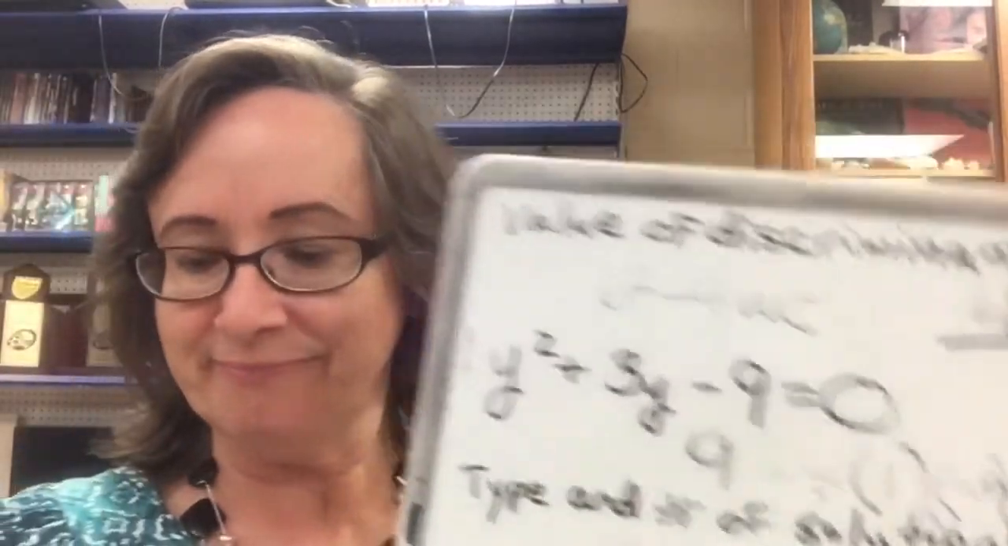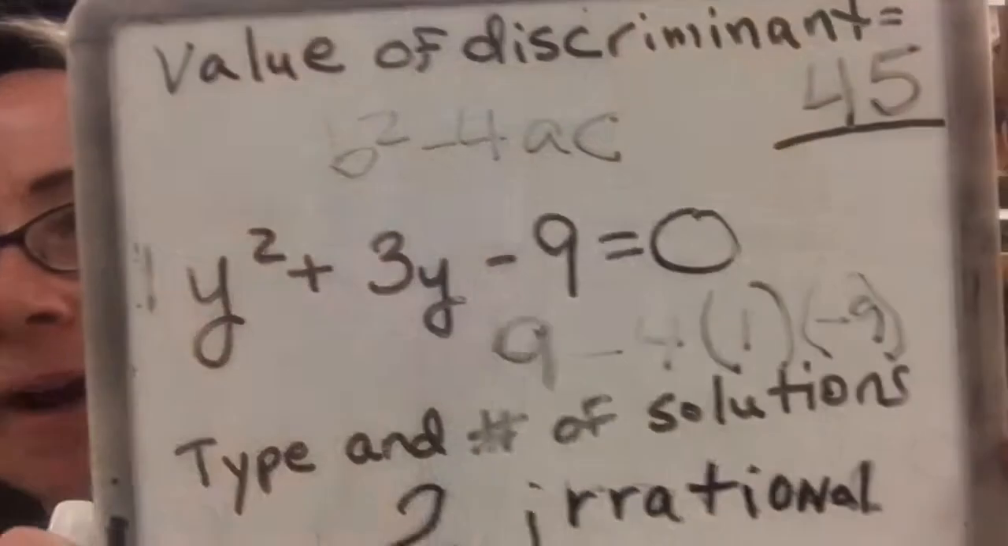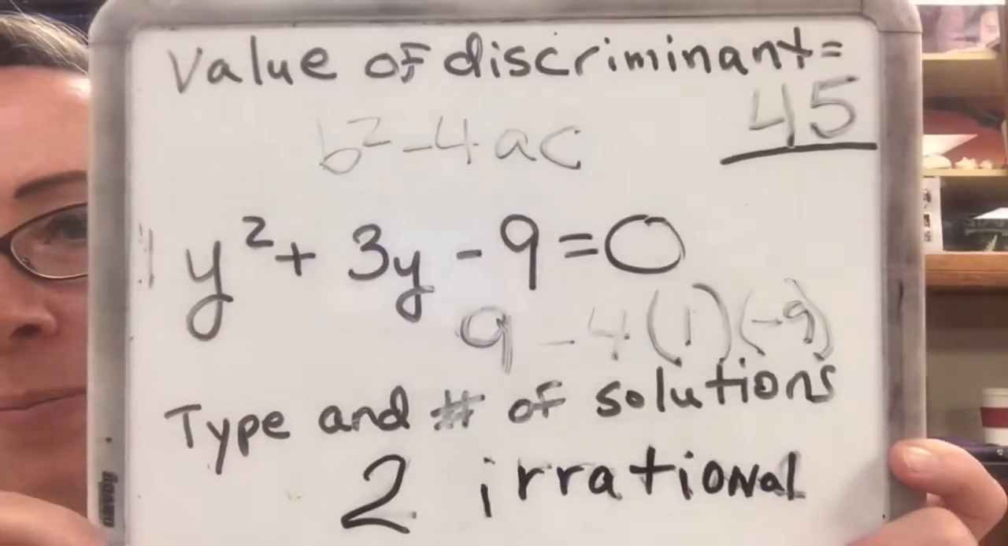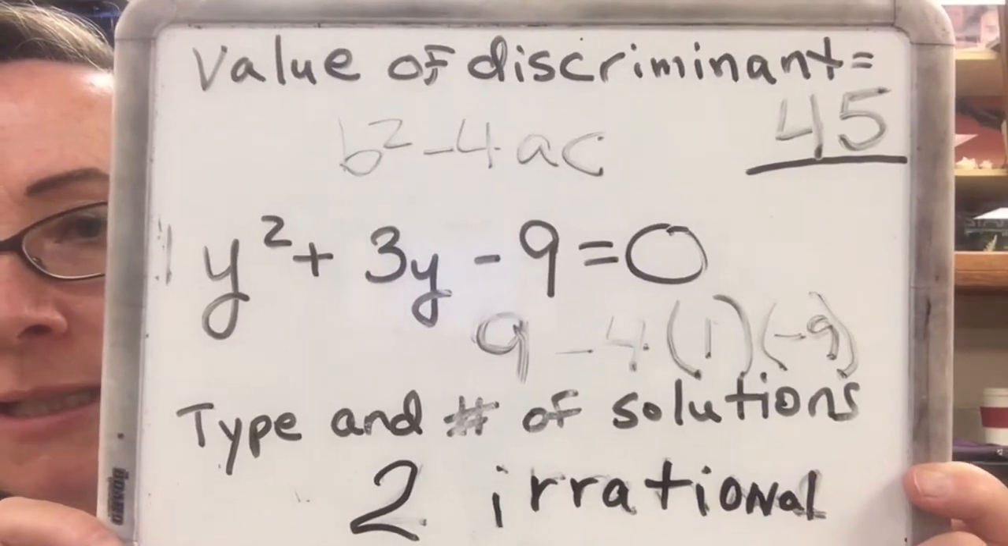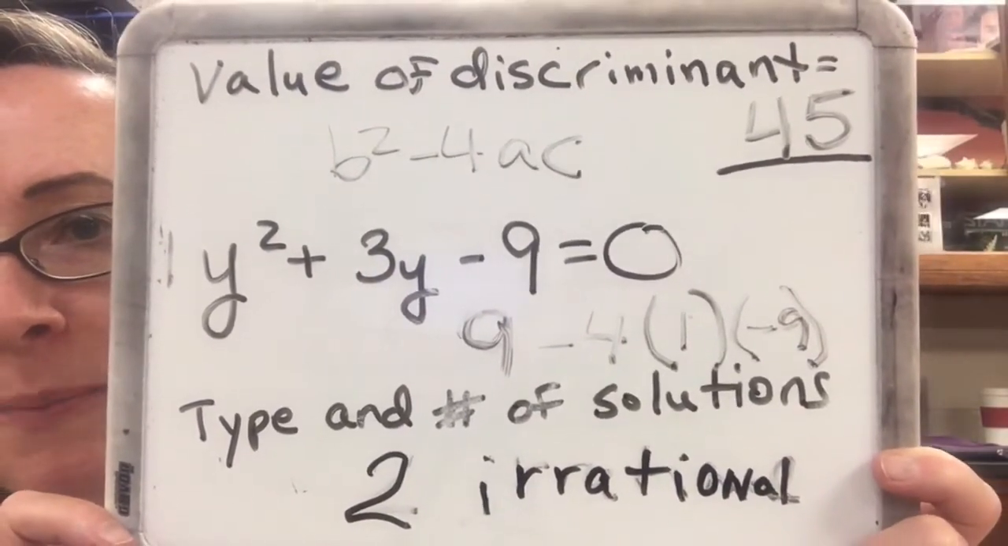Okay, and I'm going to get another marker. All right, so there's another look at that board. We had two irrational solutions, and I've got another marker to make it a little bit easier to see. And now we're going to do another problem.